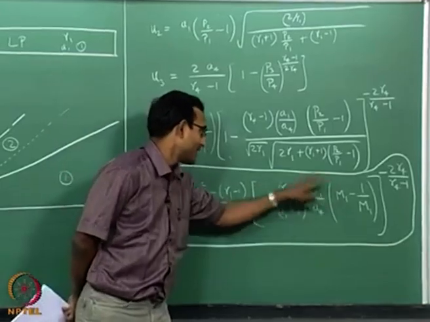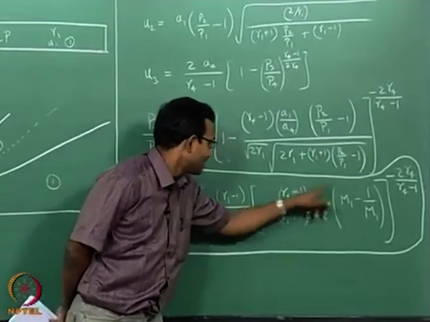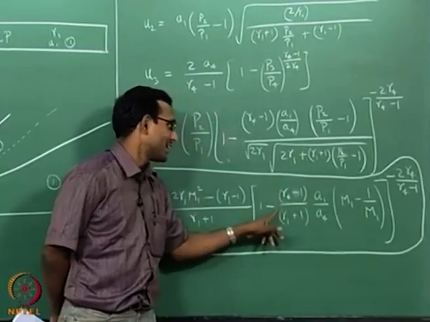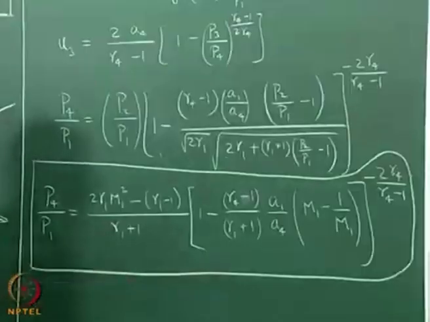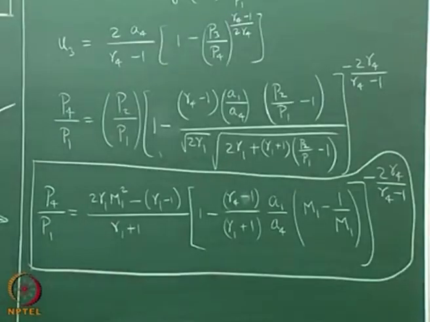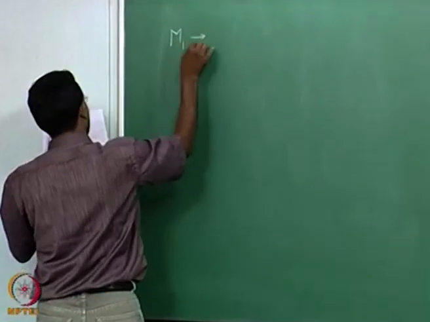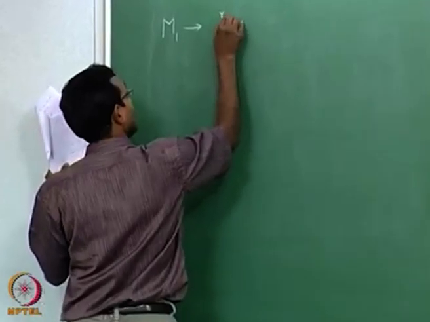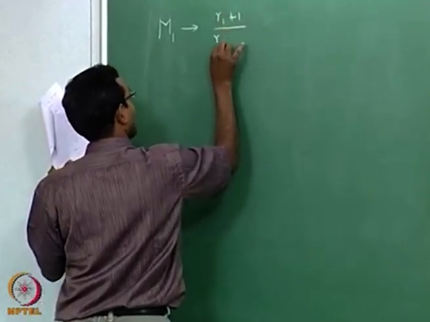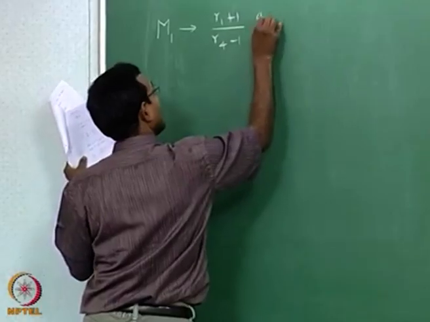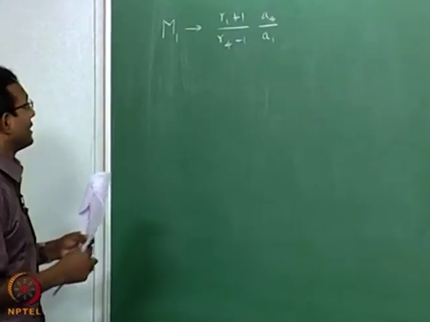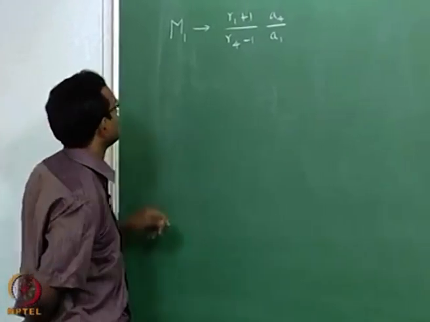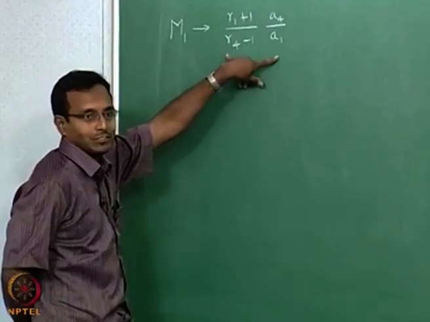I want to make the square bracket tend to 0, which means the second term in this expression must be almost equal to 1. That is what you have to think about; we will make it equal to 1. Okay. If I think about it that way, my M1 must tend to gamma 1 plus 1 by gamma 4 minus 1 times A4 by A1. This is what I will have if I want to maximize my Mach number; the maximum Mach number I can get will be just this.